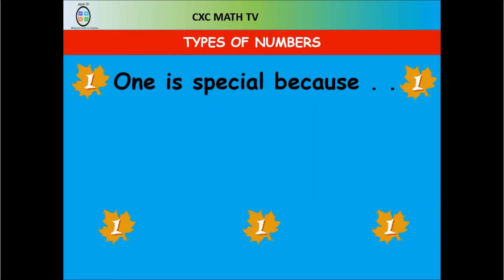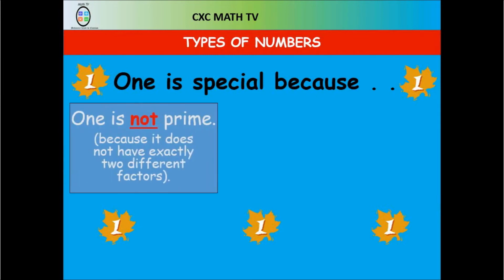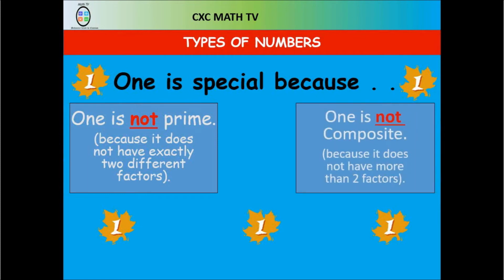So here's a special thing to note. 1 is very special. I'm going to ask you this question. Do you think 1 is a prime number? Or do you think 1 is a composite number? What are your thoughts? Now, 1 is special because 1 is not a prime number, because it doesn't have 2 factors. It only has 1 factor, 1. And so therefore 1 is what? 1 is not composite because it doesn't have more than 2 factors.